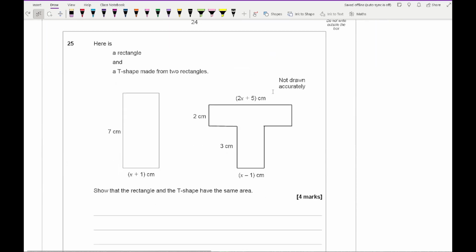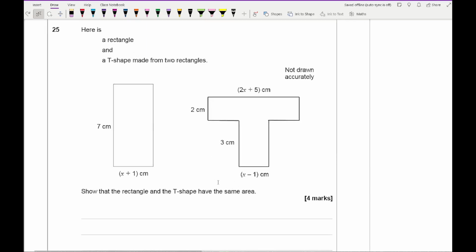Moving on to question 25, it says here is a rectangle and a T-shape made from 2 rectangles. Show that the rectangle and the T-shape have the same area. If I just zoom in a little bit, the area of the rectangle is just the base times the height, so that's going to be 7 lots of x plus 1, which when expanded gives me 7x plus 7.